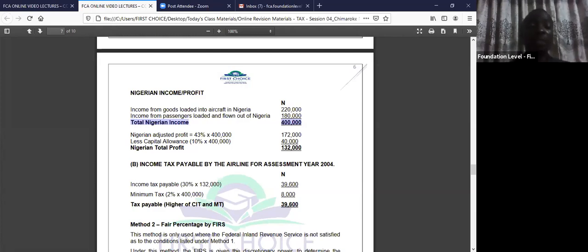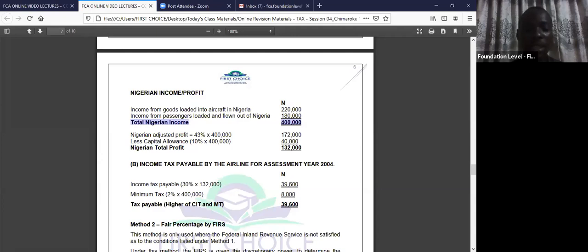Now we've looked at method 1. Method 1 has these characteristics. FIRS is satisfied with the tax system calculation. They ratify or certify the APR and the DR. So we use method 1, which is the adjusted profit and depreciation ratio method.